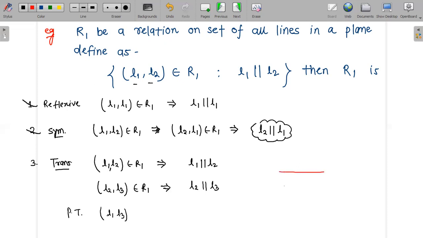So it is given that line L1 is parallel to line L2, and later on we designed a line L3 such that it is parallel to line L2. So can't we say, or isn't it obvious that lines L1 and L3 are parallel to each other? So this will make your relation transitive. So R1 is an equivalence relation.